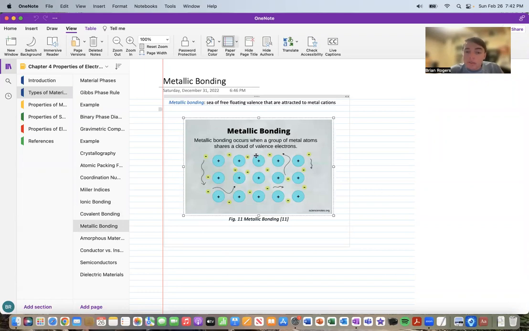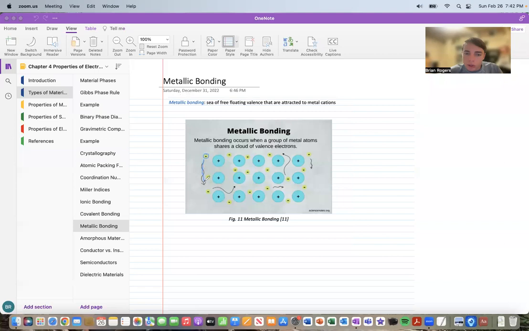So now that we've seen the covalent bonding, we're going to look at the metallic bonding, which is a sea of free floating valence electrons that are attracted to metal cations. And so from this diagram, I think this does a better job. So notice that we have these floating valence electrons. And so here we have these electrons right here. We see, and they're like floating through. Woohoo! And so what we're going to notice is that they're attracted to the metal cations.